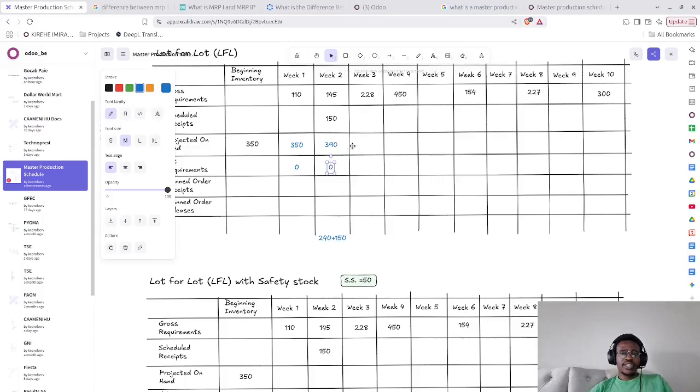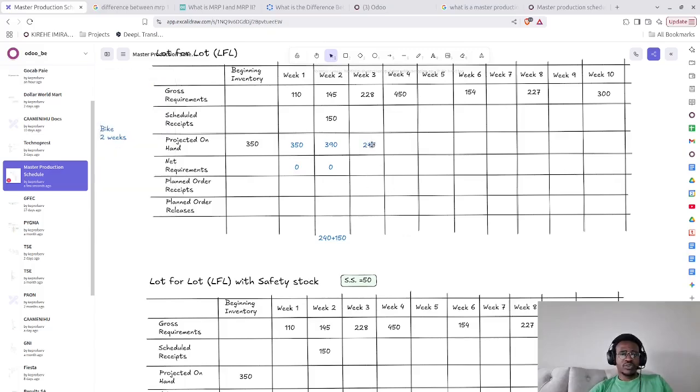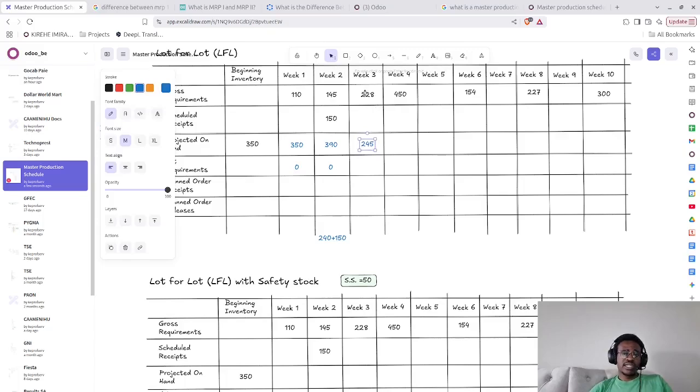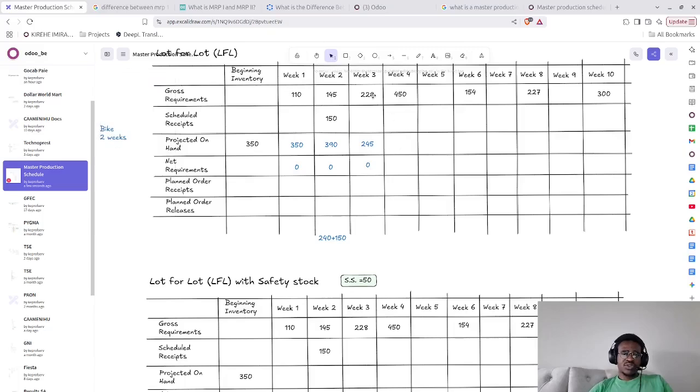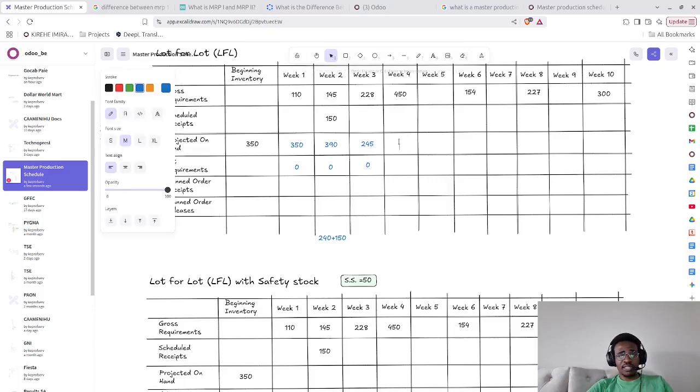Okay, so going into week 3, we are going with 245 bikes. That's good because we've already sold 145. Now I need to sell 228. Can 245 supply a need of 228? Absolutely. Do I have a net requirement? Nope. So after selling 228, how much is left in my stock going into week 4? 245 minus 228 is 17.